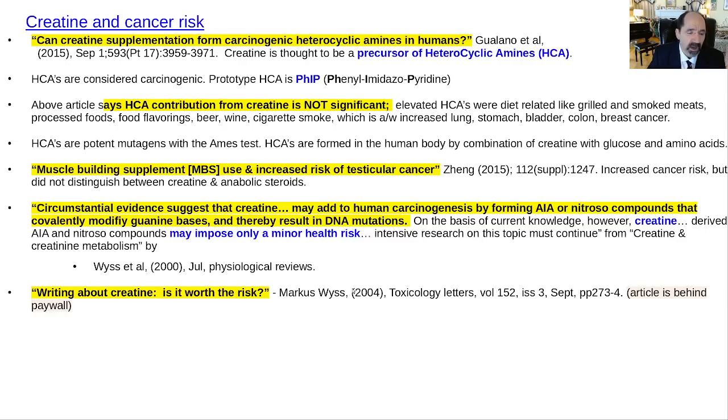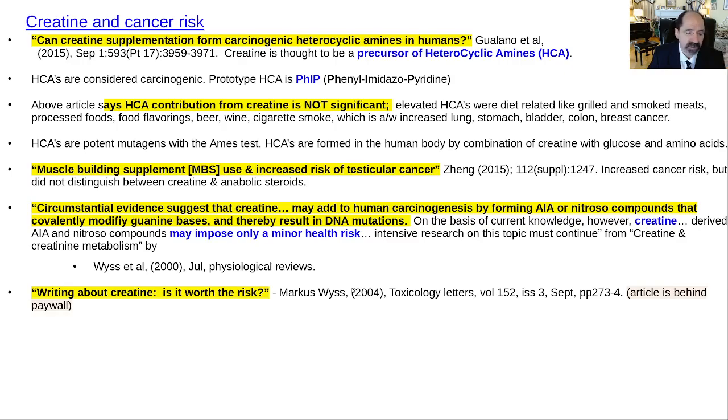That's probably true. Muscle building supplements, MBS, that's the abbreviation, increased risk of testicular cancer. That one didn't distinguish between the patients' creatine or their steroids, so it might have been primarily a steroid effect. And by the way, a lot of this stuff is behind paywalls, and I'm looking at abstracts. Very difficult to find a complete article on this.